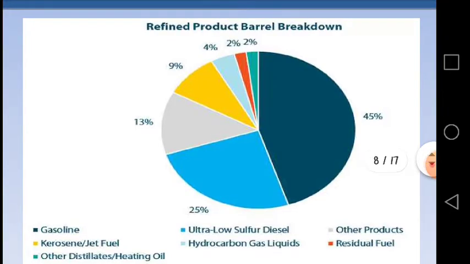Gasoline is 45% of the crude oil, low sulfur diesel 25%, other products 13%, kerosene 9%, hydrocarbon gas liquids 4%, residual fuel 2%, and other distillates, which are heating oil, 2%. So this is how you can understand from this pie chart in which percentages different fractions are present in the crude oil.